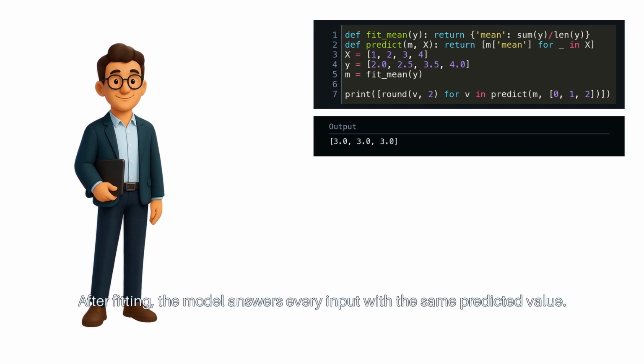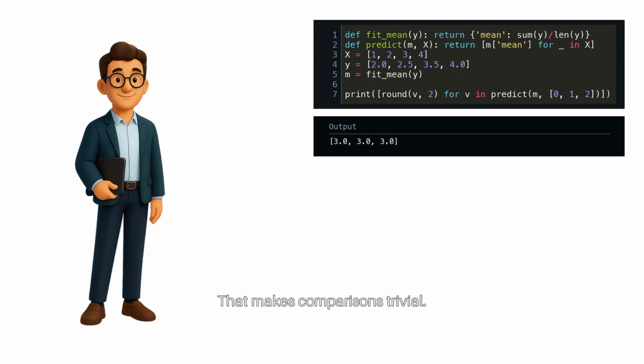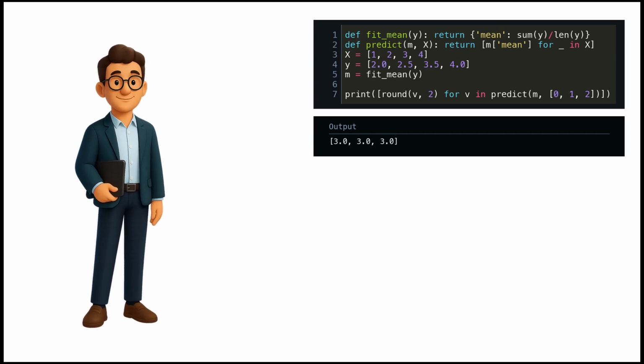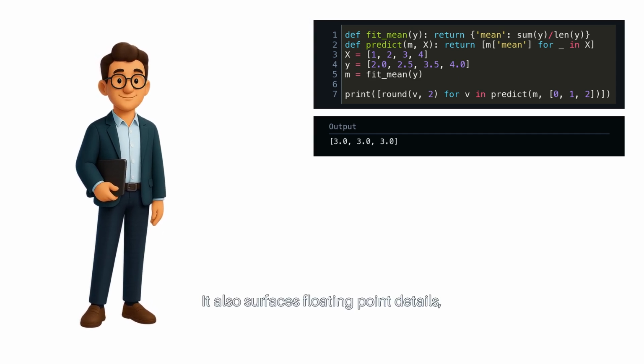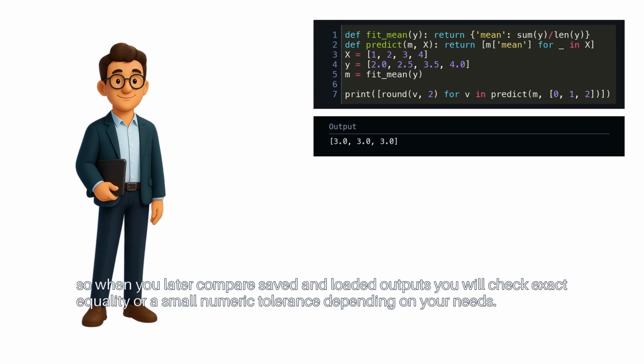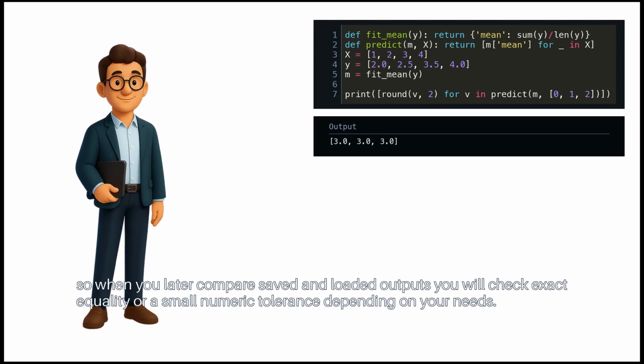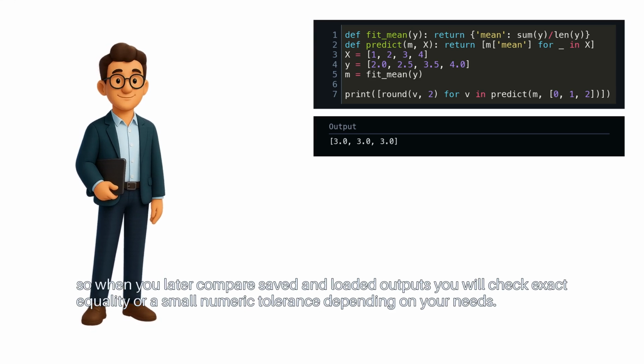After fitting, the model answers every input with the same predicted value. That makes comparisons trivial. It also surfaces floating point details, so when you later compare saved and loaded outputs, you will check exact equality or a small numeric tolerance depending on your needs.